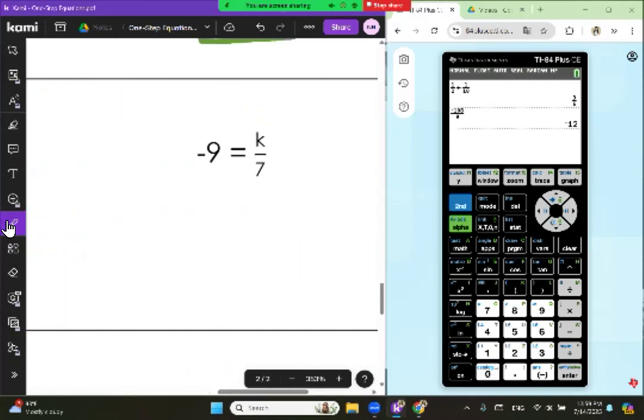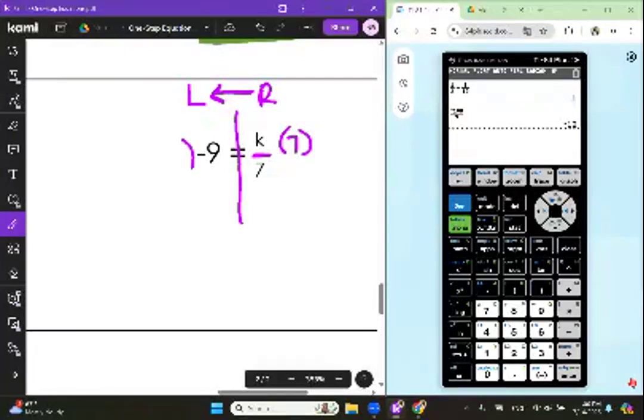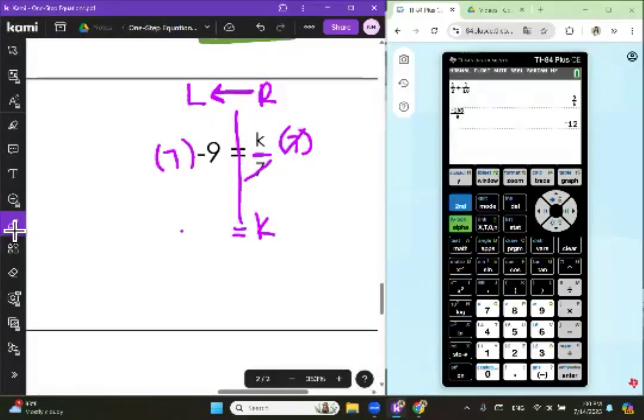Number 12. Letters on the right side, so you move the number to the left. Number that needs to move is 7. How are they connected? With that little bar. What kind of bar is that? Division. K divided by 7. So the opposite of dividing 7 is to multiply 7. Top 7 gets rid of bottom 7. 7 times negative 9. Negative 63. Last example.